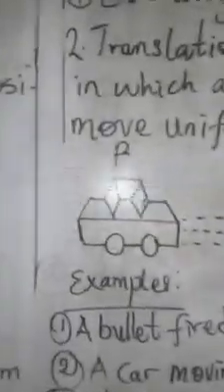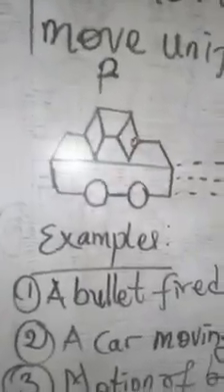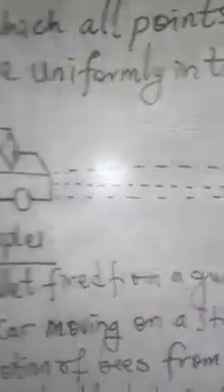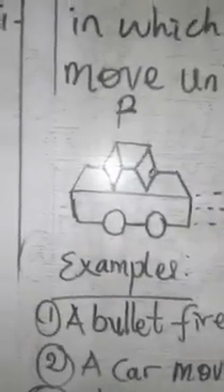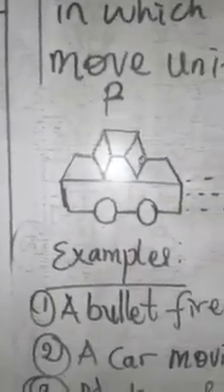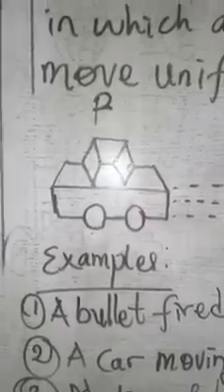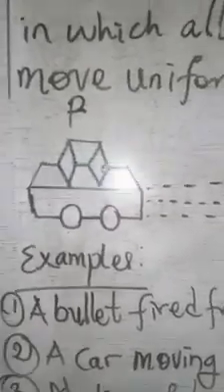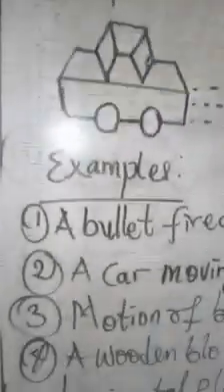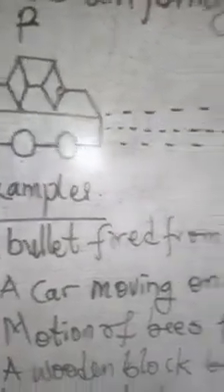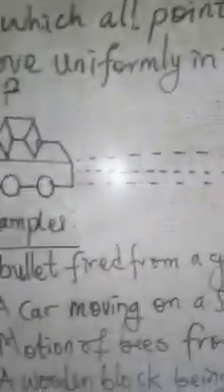Examples of translational motion include, number one, a bullet fired from a gun. Because of the speed with which the bullet is going to move, it is going to move in a translational manner. It is going to undergo what is called translational motion. The next one is a car moving on a straight line, just like the example you see above.